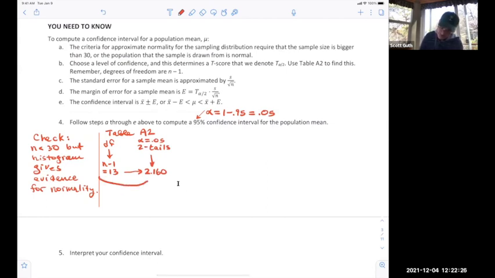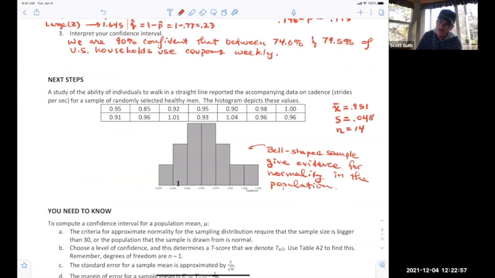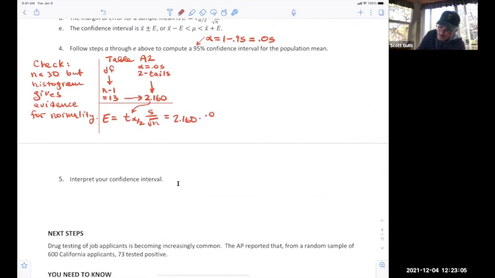So let's go ahead and do that next. Okay, so margin of error, simple little formula. It's t alpha over 2 times s over the square root of n. Okay, so the t alpha over 2 is the 2.160. And we got the standard deviation up on the previous page. So we're going to fill this in, 2.160 times, and then up above, s is 0.048 and n is 14. Okay, so here, that's gonna be 0.028. If you do that right.